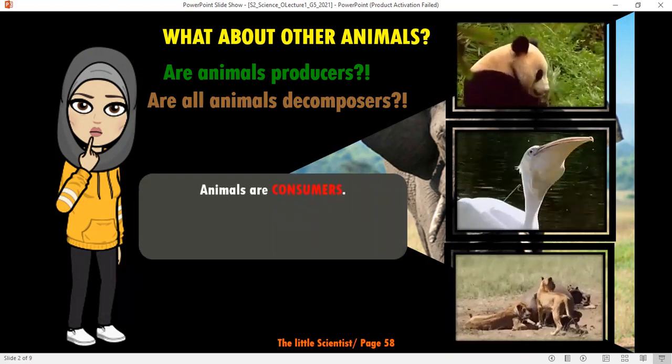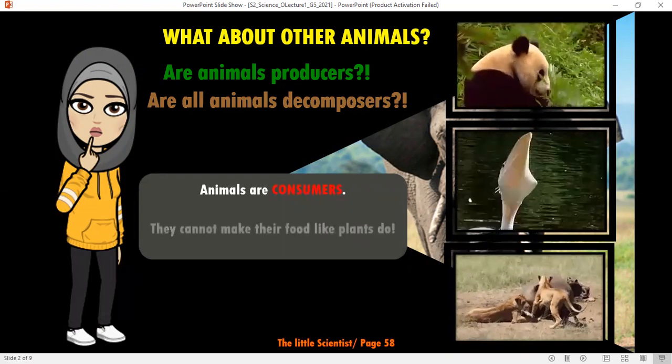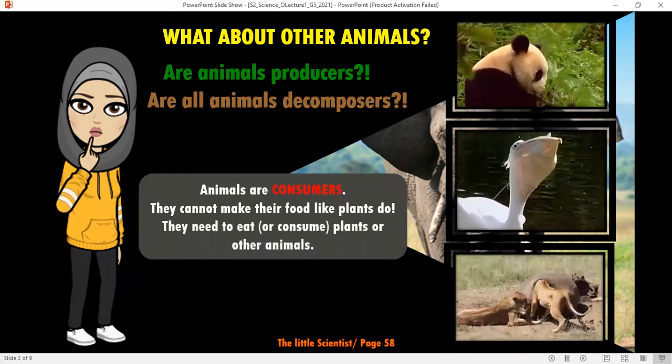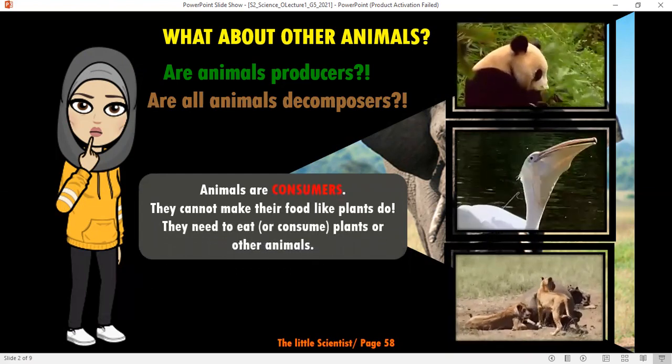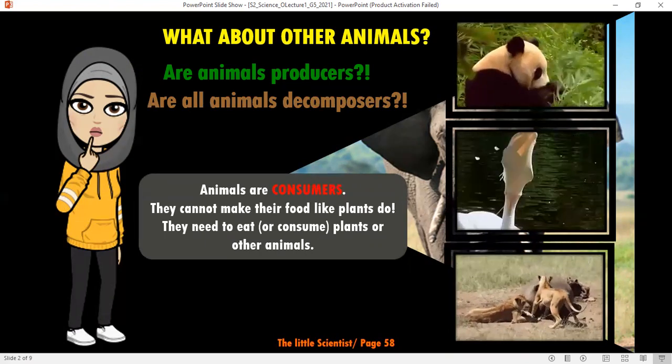These animals are consumers, eaters. Animals cannot produce their own food. They eat, they consume. What do they eat? They eat plants, they eat other animals.